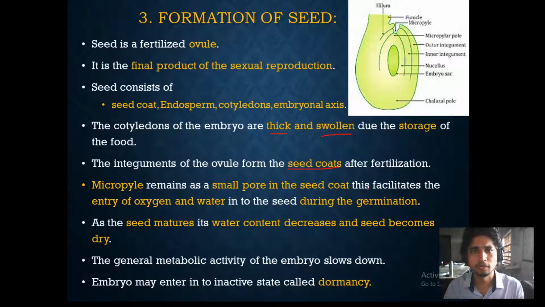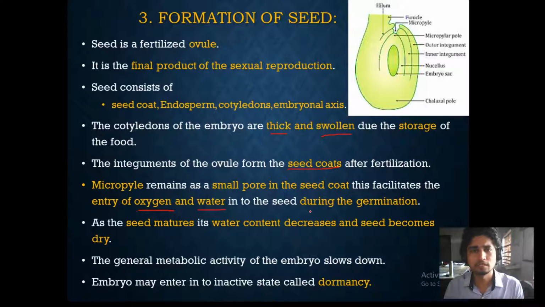So this micropylar opening allows the entry of oxygen and water, which is very crucial. That's why the micropyle plays a very important role. The micropyle allowed the pollen tube to enter to carry its male gametes into the embryo sac, and now it helps oxygen and water to enter inside the seed so that germination can occur.